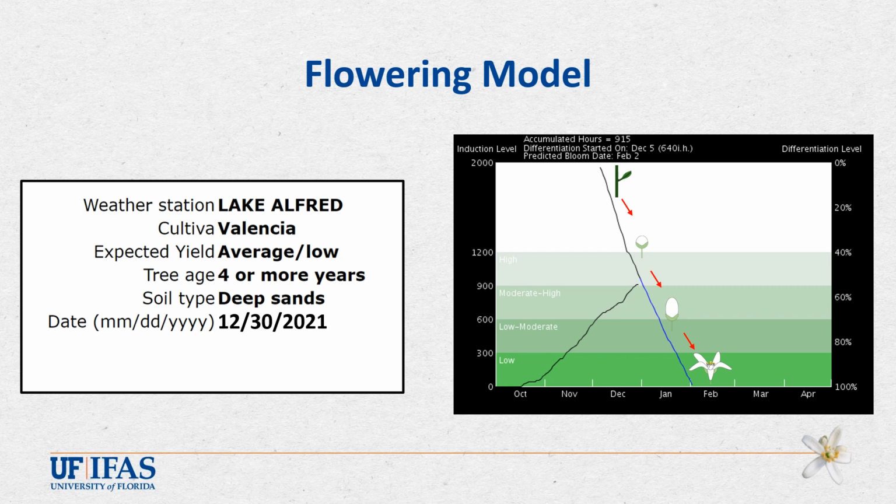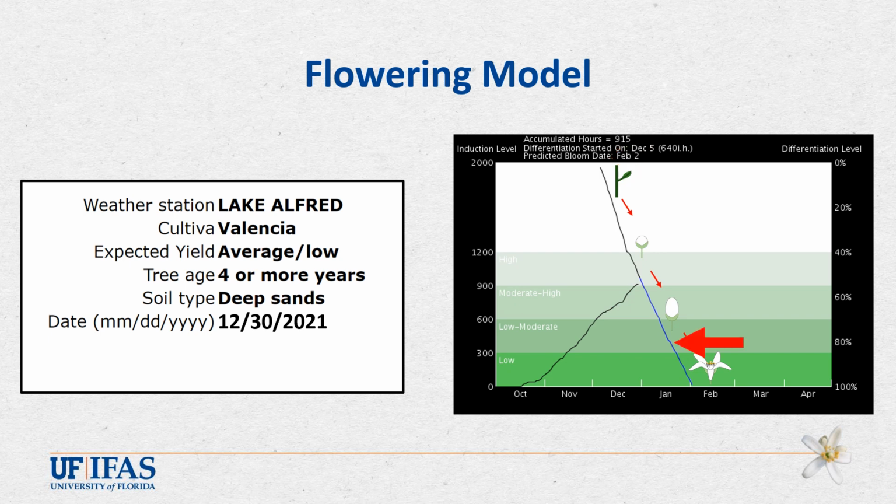The new information at the top of the graph tells us when differentiation was determined to start, December 5th, how many induction hours were accumulated prior to the start of differentiation, 640, and lastly, when the predicted bloom date is, February 2nd. As we discussed, differentiation takes around 60 days, so the bloom date falls roughly 60 days after the differentiation date. However, the date will shift slightly based on current temperatures. Cool weather will slow the differentiation process, while warm weather will speed it up.